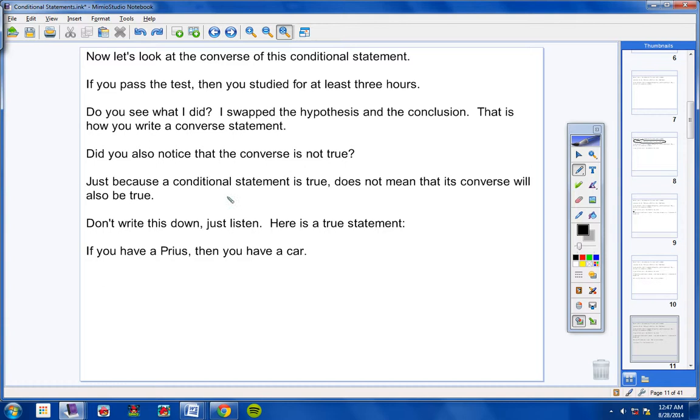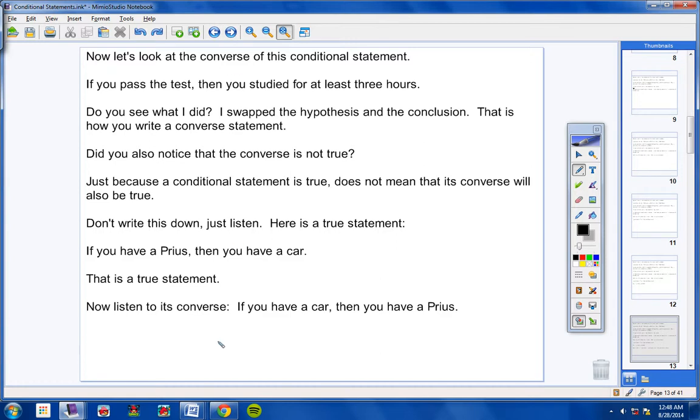Here's a true statement. And a lot of you know I have a Prius that I drive. So, if you have a Prius, then you have a car. Now, that is definitely a true statement. You can't argue with that. If you have a Prius, then you definitely have a car because a Prius is a car. Now, watch this. That's a true statement.